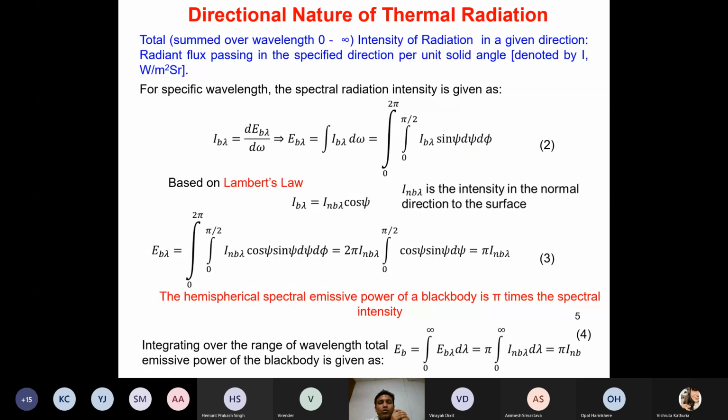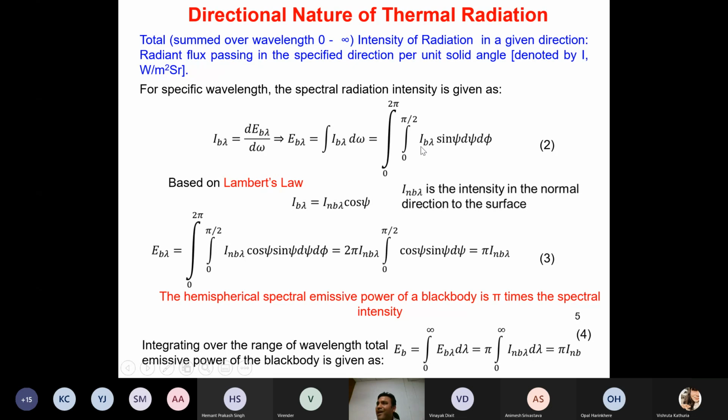So in this case, that is why it is called the hemispherical spectral emissive power, isn't it? See, here we have clearly mentioned this is the hemispherical spectral emissive power. That is why we are considering the angle between 0 to 2 pi and between 0 to pi by 2. Okay.